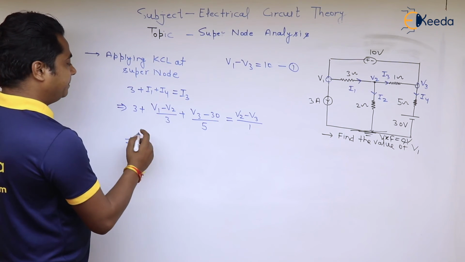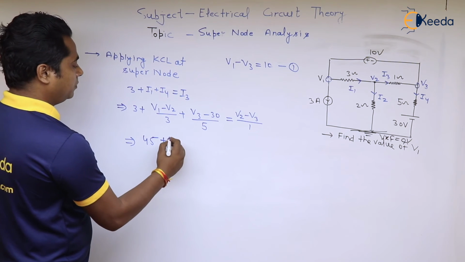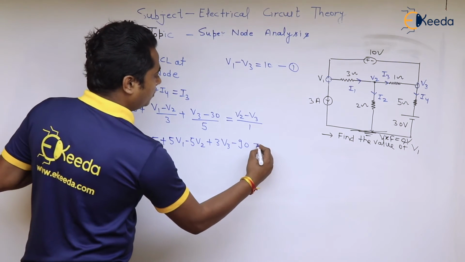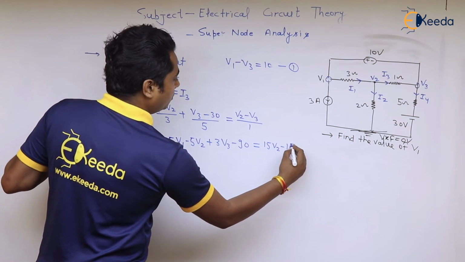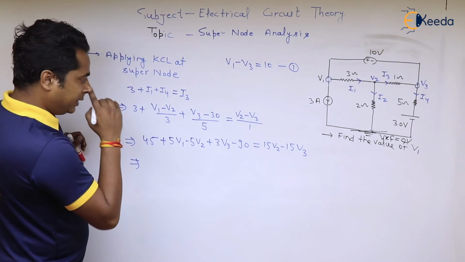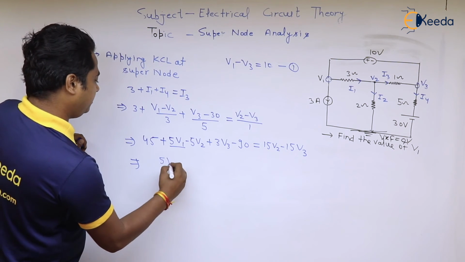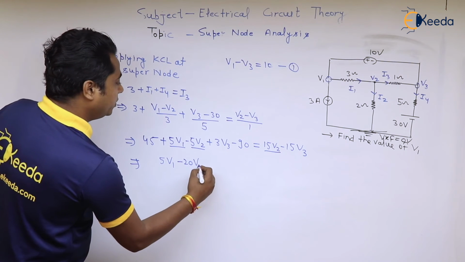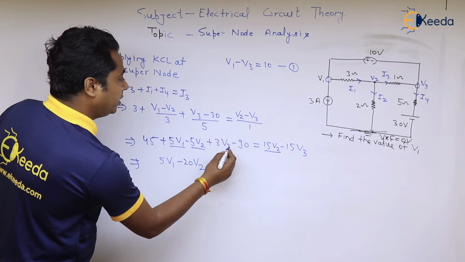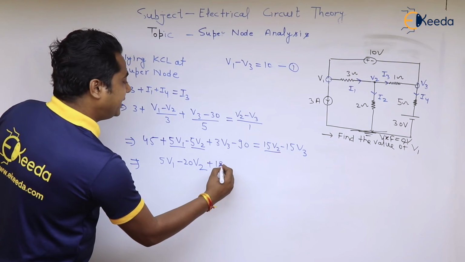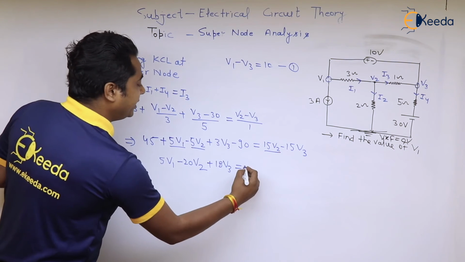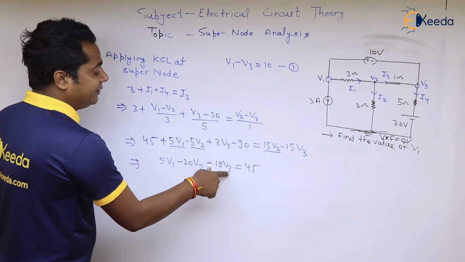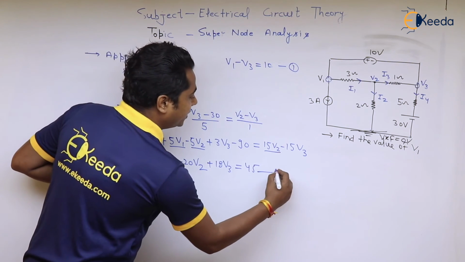We are multiplying by 15. Next, 5V1 minus 5V2, 15V2 minus 20V2, plus 3, 15 plus 18V3 is equal to 90 minus 45. From here, 5V1 minus 20V2 plus 18V3 is equal to 45. This will be equation number 2.